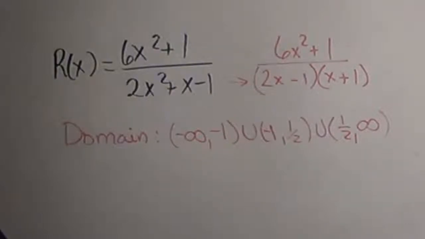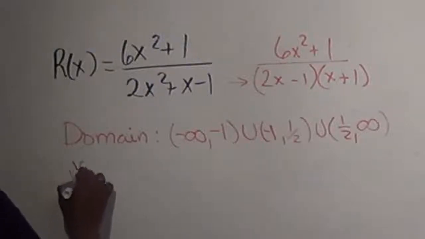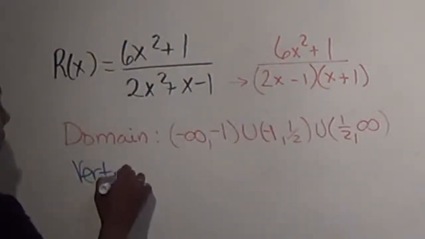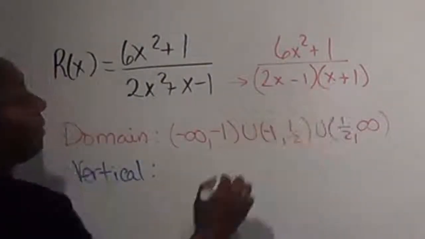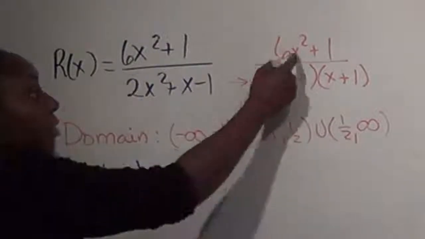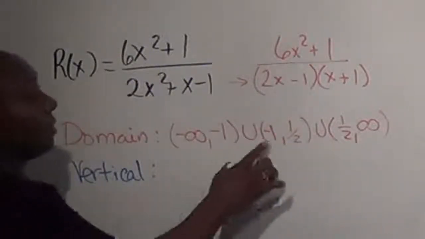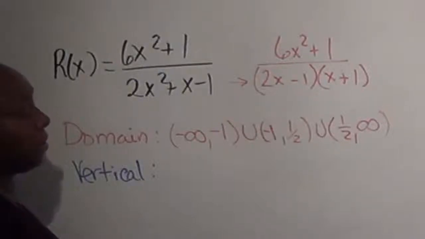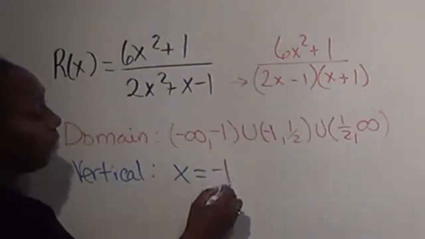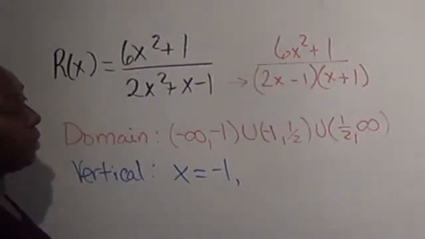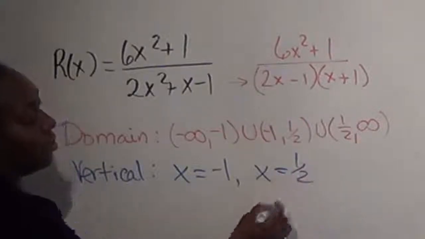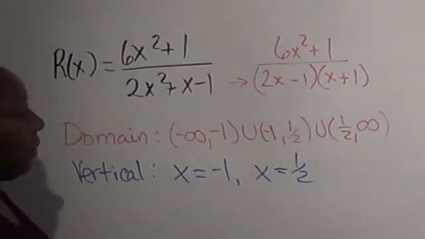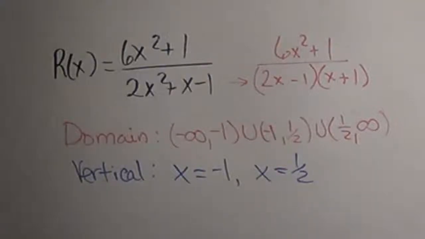In this case, because we do have places in the domain that are not defined, we can see that we do have some vertical asymptotes. They're going to be at those spots that make the denominator 0, as long as the numerator is not 0. If we plug negative 1 into the top, it doesn't go to 0, so x equals negative 1 is a vertical asymptote. Same thing with the 1/2: if we plug that in, x equals 1/2 also makes the top non-zero. So those are the vertical asymptotes.